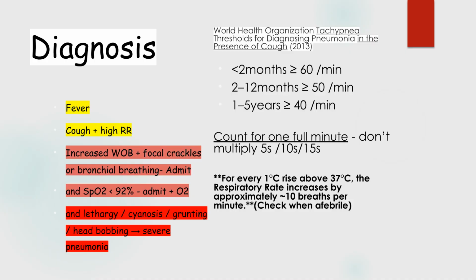Diagnosis involves recognizing fever, cough, and a high respiratory rate. The WHO provides age-specific tachypnea thresholds. Severe signs like increased work of breathing, vocal crackles, or SpO2 less than 92% require admission and oxygen. Lethargy, cyanosis, grunting, and head bobbing indicate severe pneumonia.